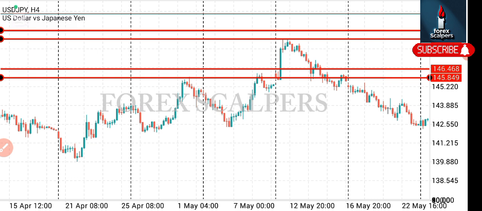So what is your assignment? Your assignment is for you to go to your chart and do a critical markup of these zones. Identify these zones, mark them out, and observe how price behaves in that zone. In the subsequent video, I will be sharing with you how exactly you can now make entries trading the support and resistance zone.